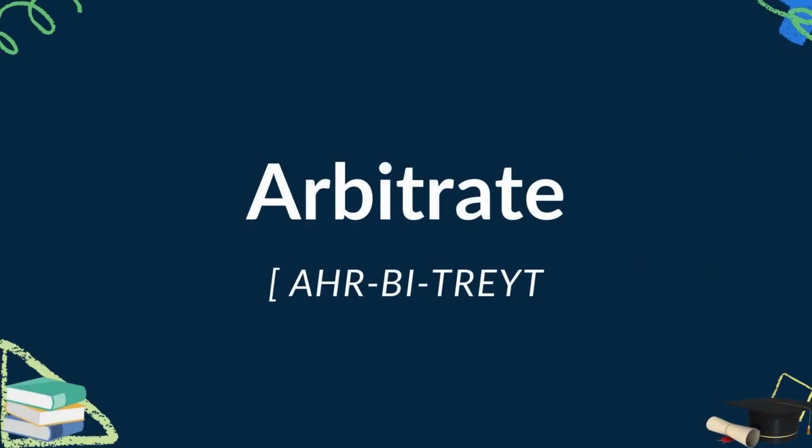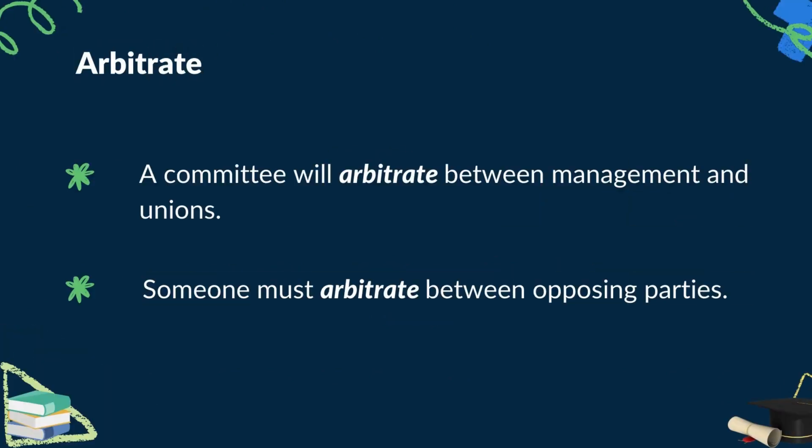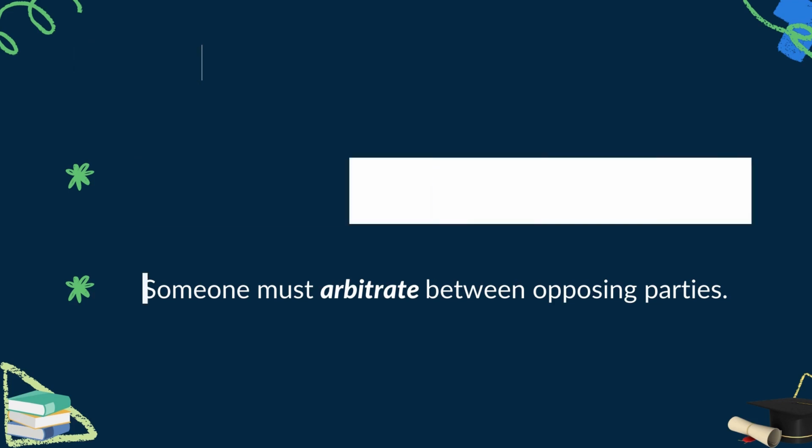The next word is arbitrate. A-R-B-I-T-R-A-T-E. Arbitrate. Arbitrate means act as judge at the request of both sides. Here are some ways you can use the word in a sentence. 1. A committee will arbitrate between management and unions. 2. Someone must arbitrate between opposing parties.